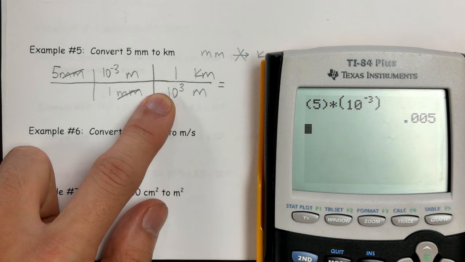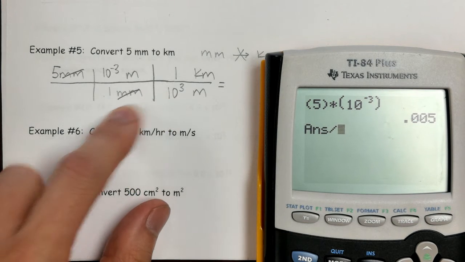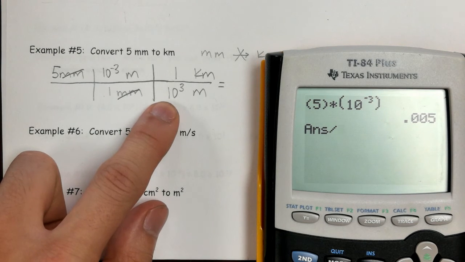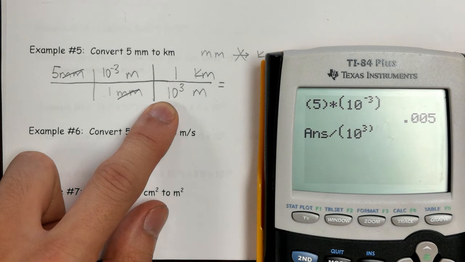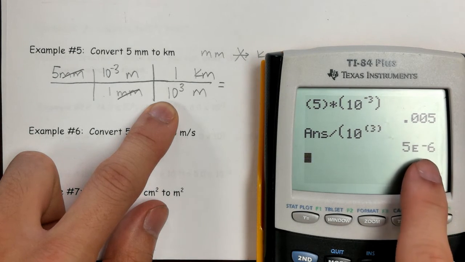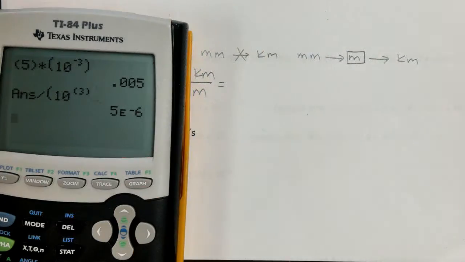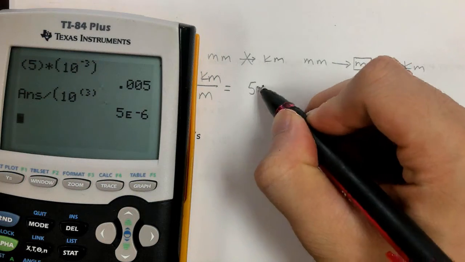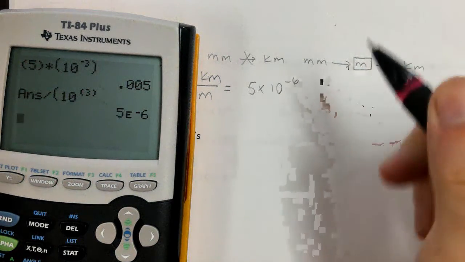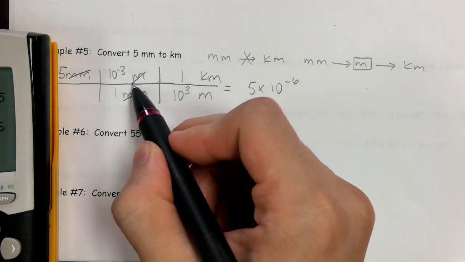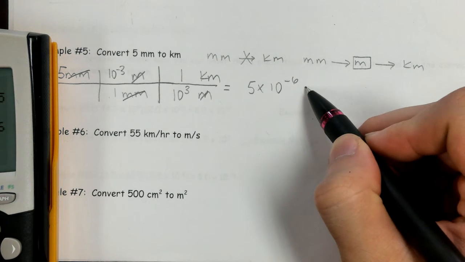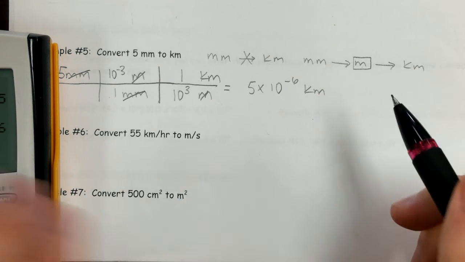And then you're going to divide by. You don't need to divide by 1, but you will have to divide by 10 to the power of 3. Okay? And that should be your answer for example 5. So I'm going to write 5 times 10 to the negative 6, right? Since these meters cross off, it's going to be kilometers. Okay?